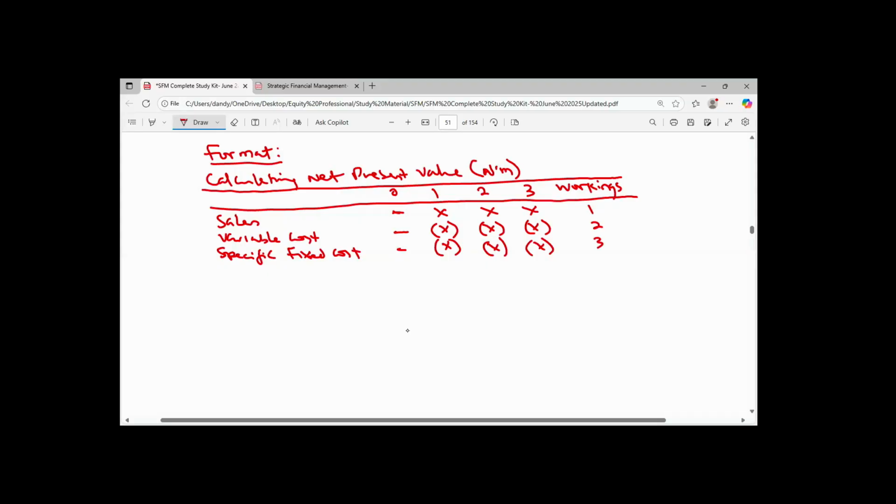Then after this, you need to add up everything together. If there is any other relevant cash flow that you are given in the question, you have to include it. But in this example, in this format, we're assuming that we have variable cost and then specific fixed cost. So you add up. By the time you subtract the cash outflow from the cash inflow, you are going to have profits.